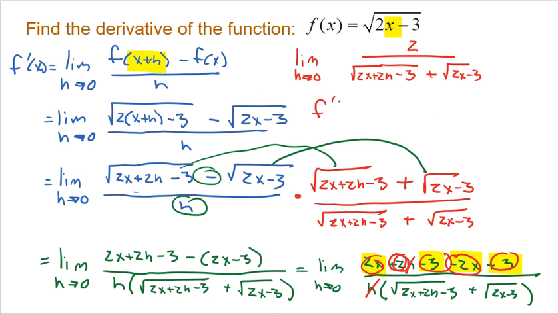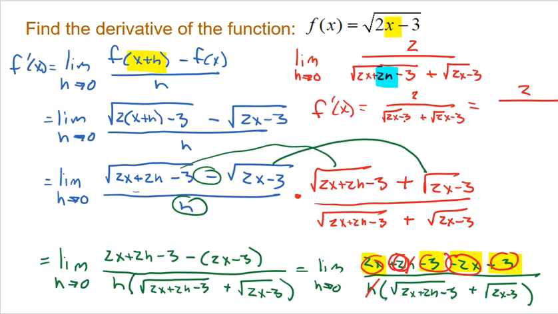Now I'm ready to find the derivative. Sorry, I'm getting kind of messy here. All I got to do is direct substitution. When you do direct substitution, you'll no longer have to write the limit anymore, and I'm going to turn the h into a 0. So that means right here, 2 times 0 is 0, so that is gone. So I get 2 over the square root of 2x minus 3 plus the square root of 2x minus 3, which can be cleaned up.